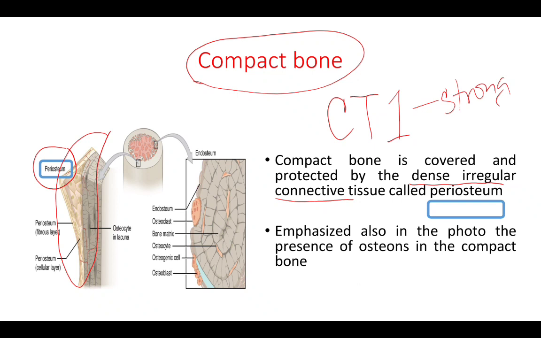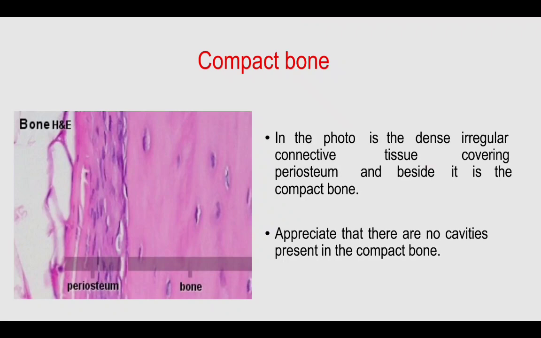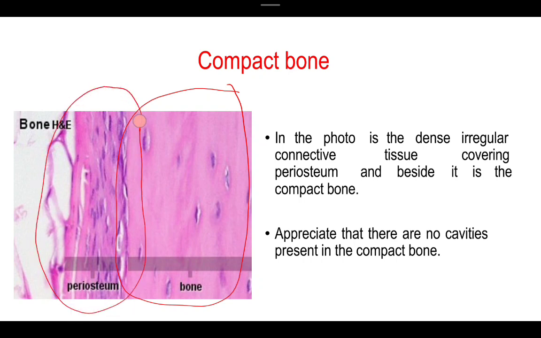Can you appreciate in the photo that your compact bone here is being protected by the periosteum. Once again, for you to understand better, let's take a look under the microscope. Under the microscope, here you have your compact bone. This one covering the compact bone is what we call the periosteum. Can you appreciate the presence of visible fibers here? Yes, these are all visible collagen fibers. What type of collagen? Collagen type 1.